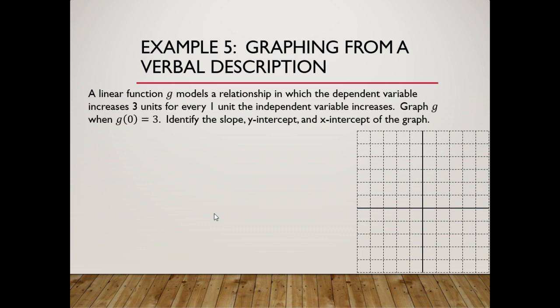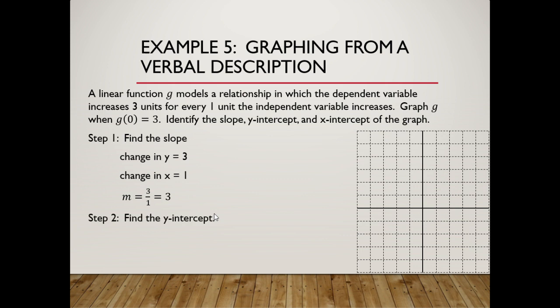We want to identify the slope and y-intercept and x-intercept of the graph. Okay, so let's start by finding the slope. Slope should be change in y, which is 3, because it told us the dependent variable increases by 3 for every time x changed by 1. Okay, so the slope must be 3 over 1, which is 3. Great, we've got a slope for this equation.